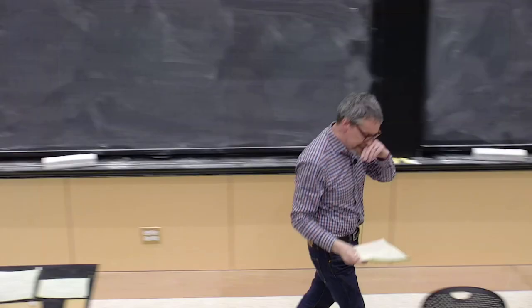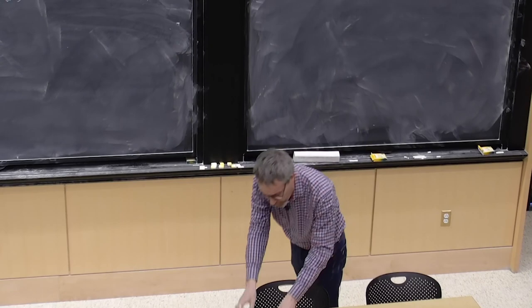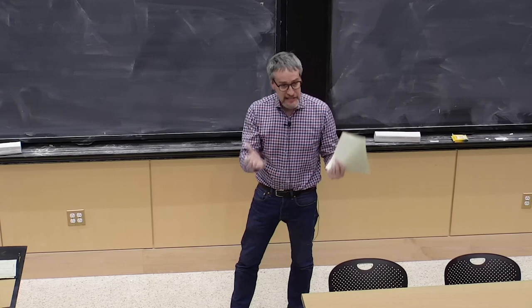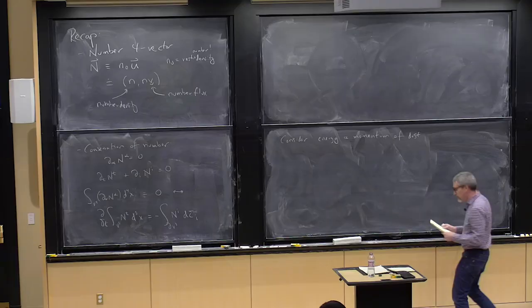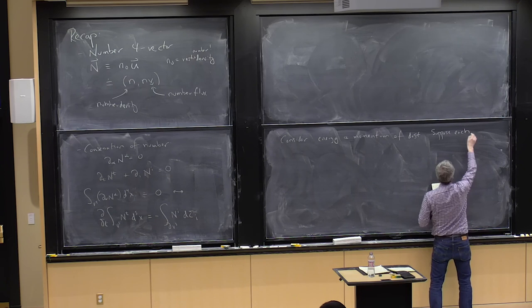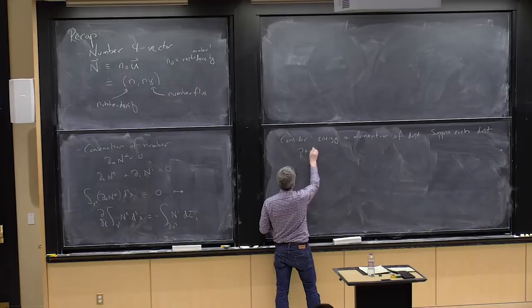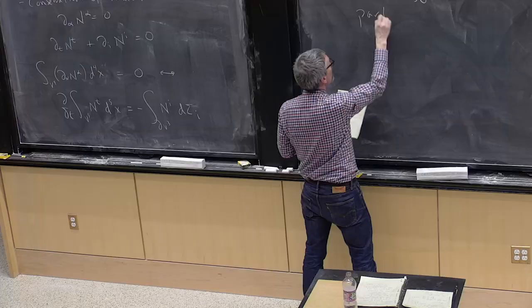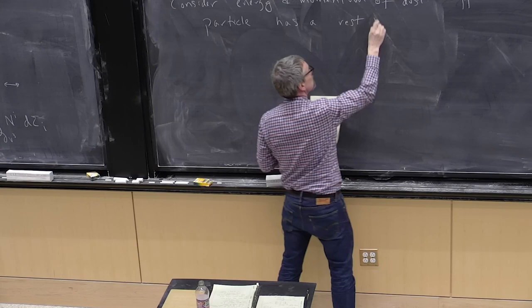Okay, so let's just imagine, we're going to start with something simple, and then we'll walk up from there to a more generic situation. Let's imagine that my cloud consists of particles that are all identical, and each dust particle has the same rest mass. So suppose this guy has a rest mass m.